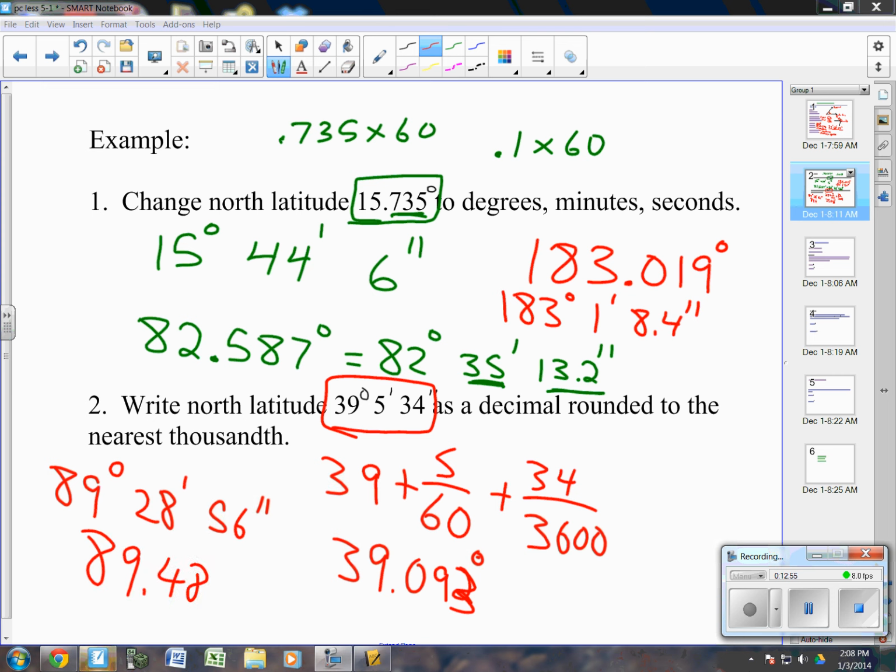89.482. Okay, any questions on how to change those back and forth? You guys got to know how to do this. Changing those back and forth. It's real easy, okay? All right.